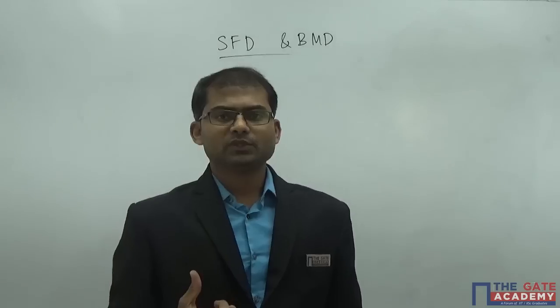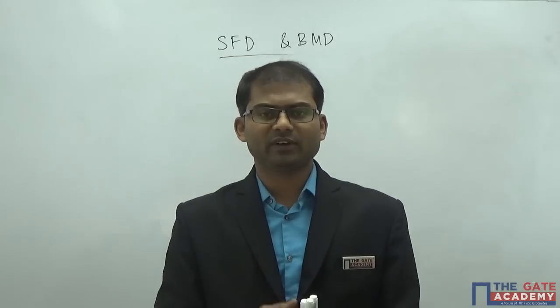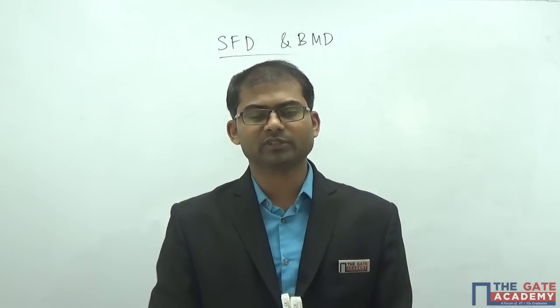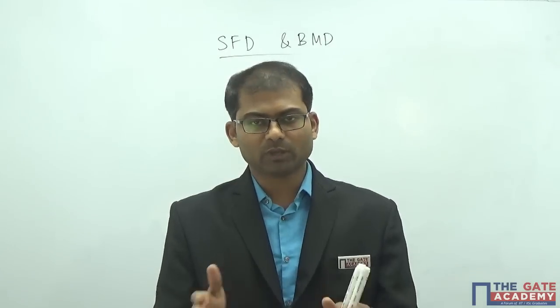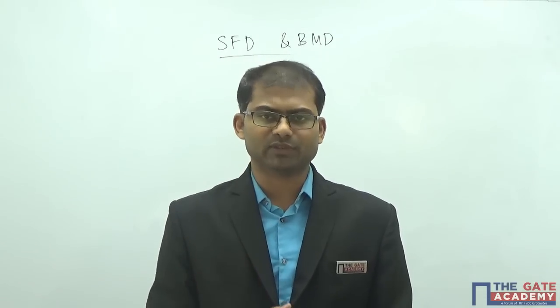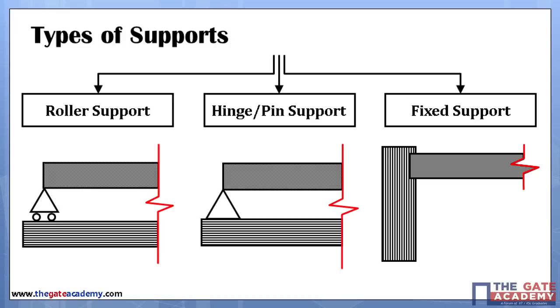To support the beams, we require different types of supports. Let me show you the simplest supports which we generally use to support the beams, and which we generally take into consideration for the analysis in the subject of strength of materials. There are mainly three here. You can see the slide: roller support, hinged or pin support, or fixed support. If you see the pictures, they'll look like this. The first one is roller support.